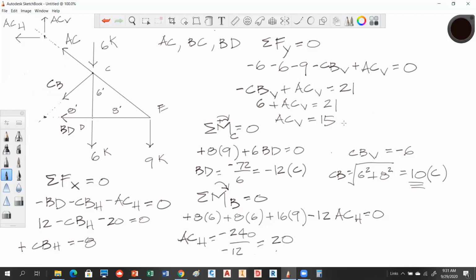So now we can solve AC itself. AC is the square root of 15 squared plus 20 squared, and that would be equal to 25 in tension. Okay, so we have AC, BC, and BD. So there's your solutions.